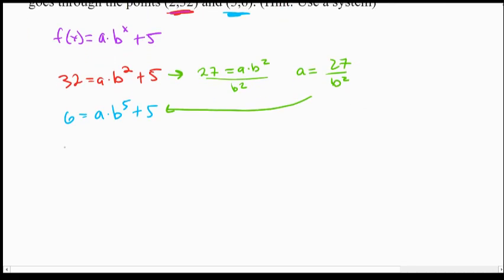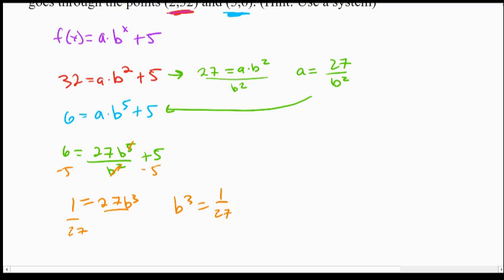So when I do that, I get 6 equals 27 b to the power of 5 over b squared plus 5. And now I'm just going to simplify and solve. So subtract 5 from both sides here. I'm going to cancel out these b's to get 27b cubed. Divide both sides by 27 and get b cubed equals 1 over 27. And then take the cube root of both sides to get b equals 1/3.